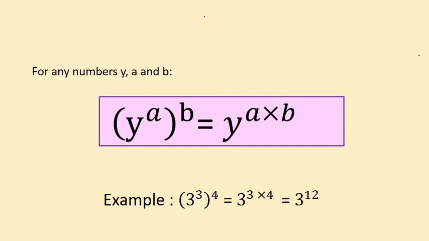So an example down below, we've got 3 cubed to the power of 4. That's going to be equal to 3 to the power of 3 times 4. And we can do 3 times 4, that's 12. So it'll be 3 to the 12.